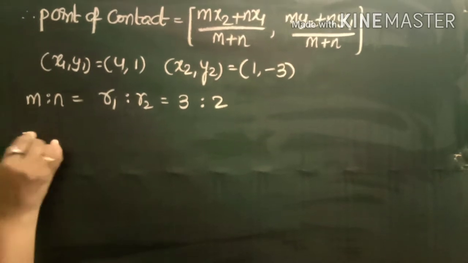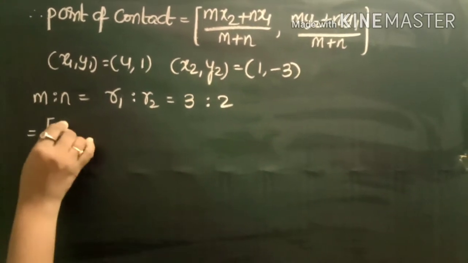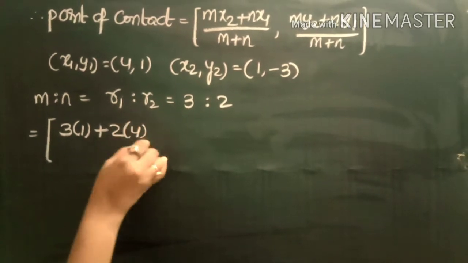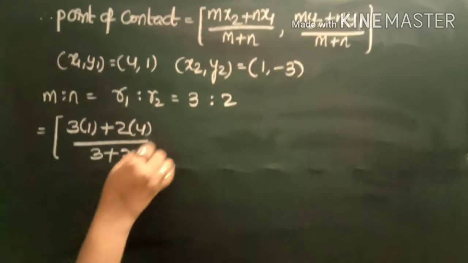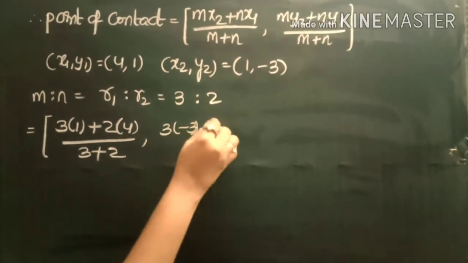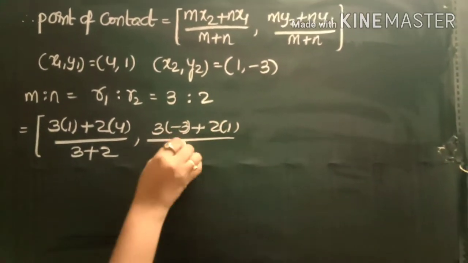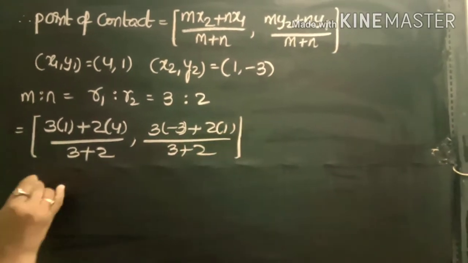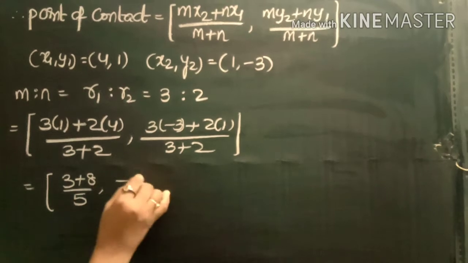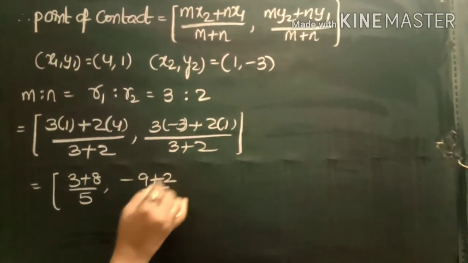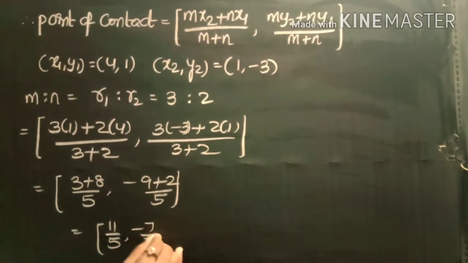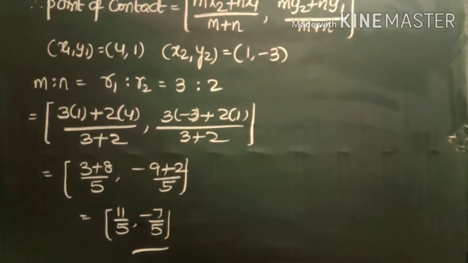Now we are replacing the values here. This is equal to (3 × 1 + 2 × 4)/(3 + 2), (3 × (-3) + 2 × 1)/(3 + 2). Now this is equal to (3 + 8)/5, (-9 + 2)/5, which is equal to (11/5, -7/5). That's all. This is the point of contact.